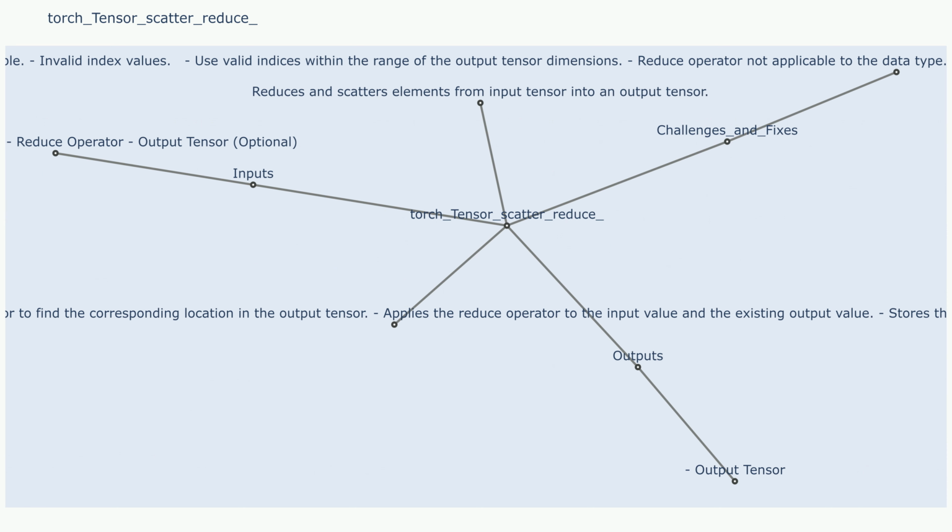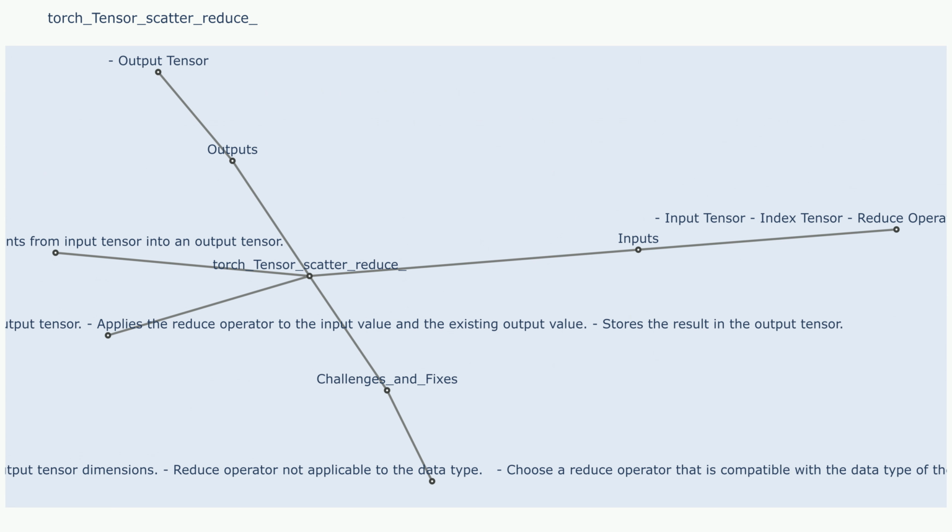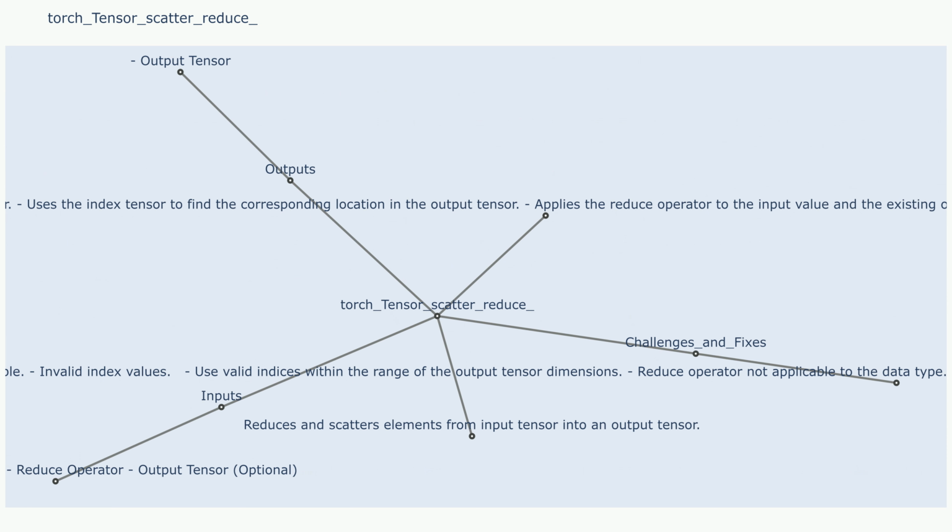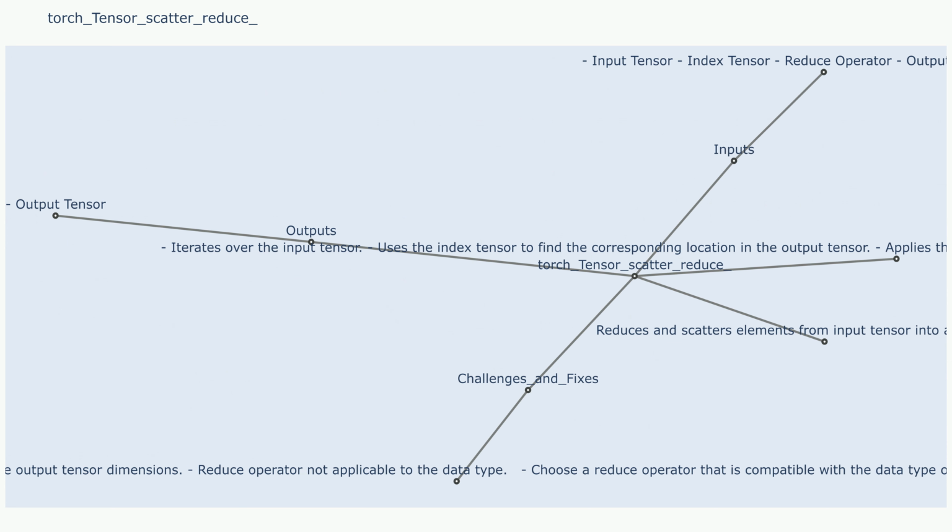Challenge 2: incompatible shapes. If the shapes of the src, index, and out tensors are not compatible, the operation might fail or produce incorrect results. Sample use case that resulted in challenge 2: the index tensor might not have the same dimensionality as the src tensor or have incompatible shape with the out tensor. Fixes to challenge 2: carefully verify that the shapes of all input tensors are consistent and compatible with the operation. You can use techniques like reshaping or transposition to align the shapes appropriately.